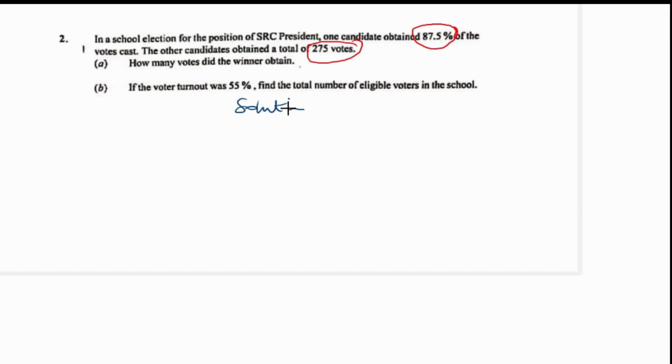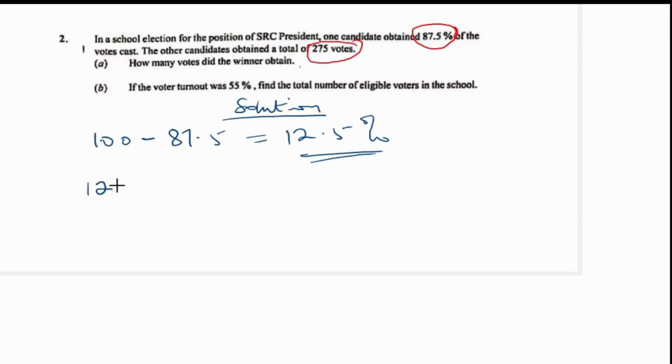And to solve it further, we can confidently say that if one candidate obtained 87.5% of the total vote cast, then we have to subtract the 87.5% from 100, because a total percentage is always 100%. 100 minus 87.5 is 12.5%. And since they said the other candidate obtained 275 votes, it means that 12.5% of the total vote cast is 275 votes. Let me write that quickly. Right. Then now we go to question A, which is how many votes did the winner obtain?